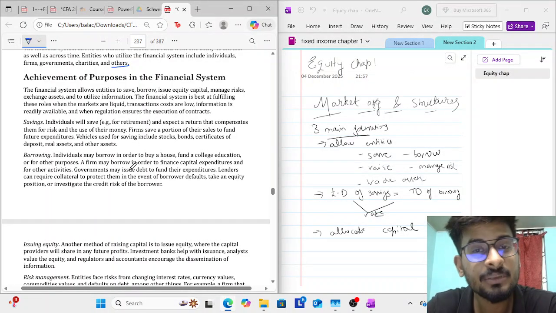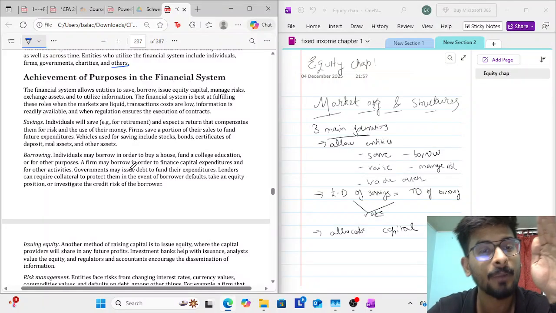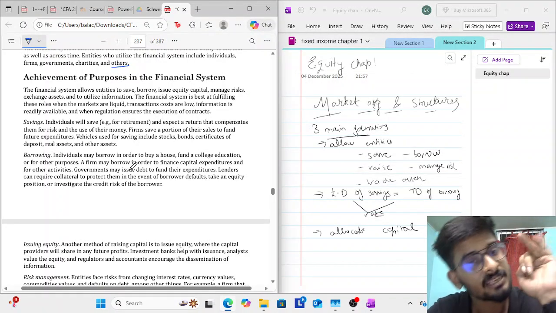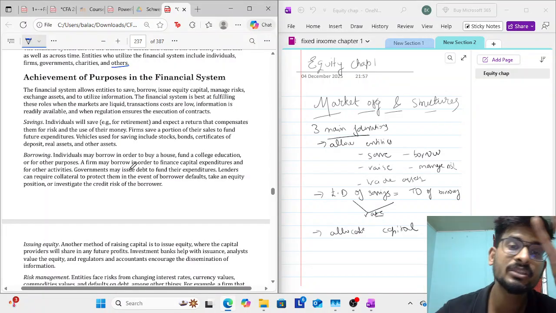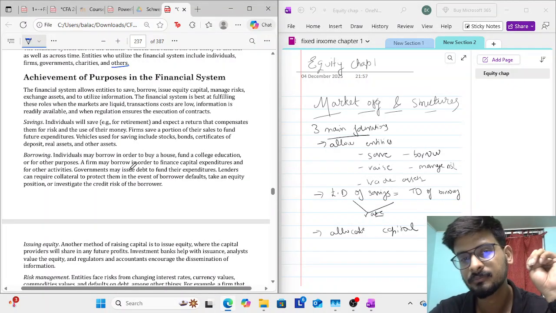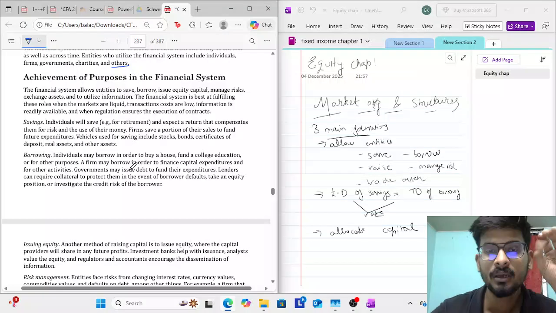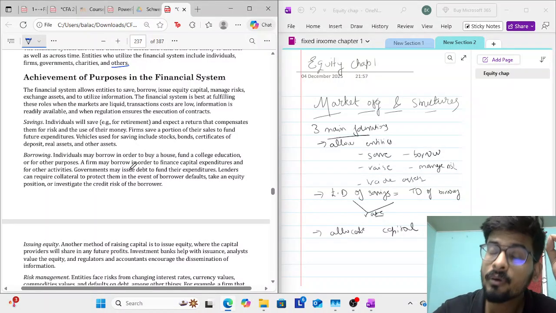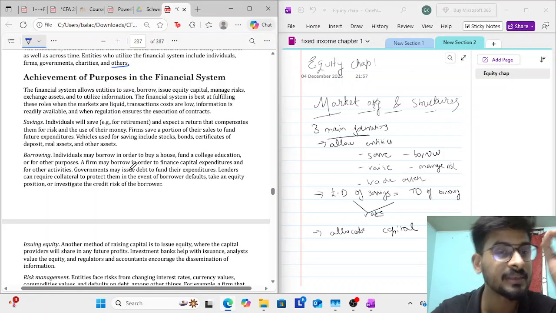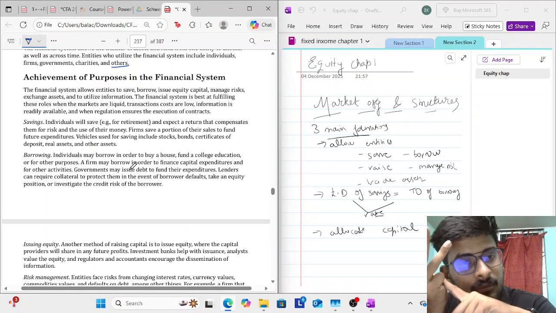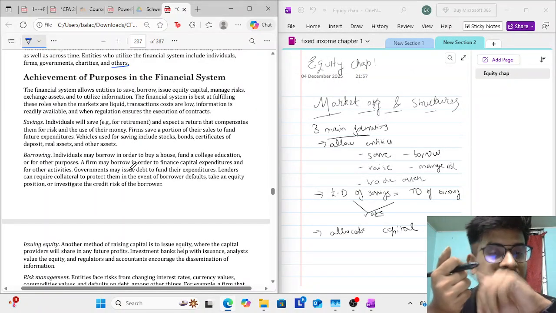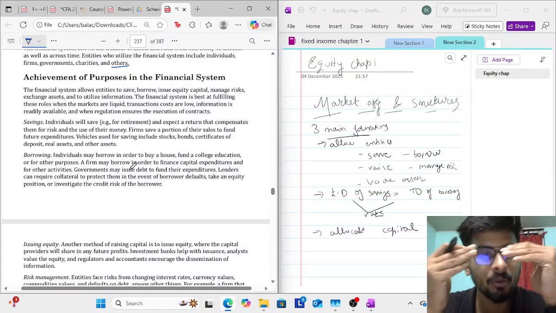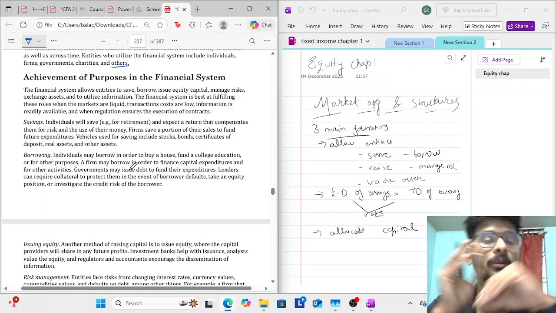The financial system is best at fulfilling these roles when the markets are liquid, transaction costs are low, information is readily available, and when regulation ensures the execution of contracts. So there are 4 points. When does the financial system function at its best? When it's liquid, its transaction costs are low, information is readily available, and regulation ensures the execution of contracts. Now we are looking into it part by part.